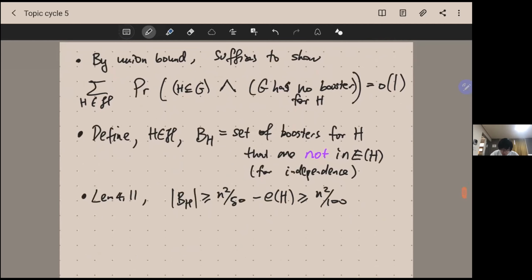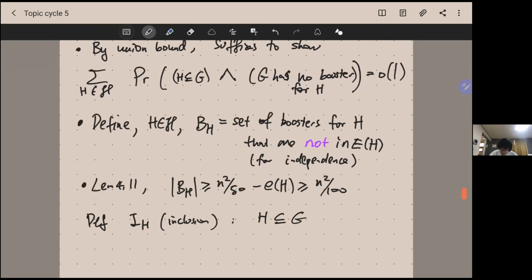Now, let's define I sub H. I means inclusion, okay, to be the event that this particular H is a subgraph of G. And define N of H, N means no booster, okay, to be the event that there's no booster, meaning that B of H, this special set of boosters not in E of H, does not intersect our random graph. Okay, the random graph does not have any booster from this special set B of H.